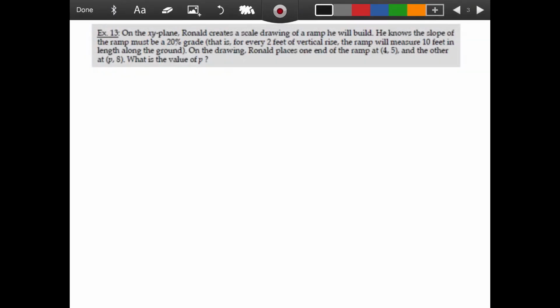Here's an example that's similar, and it reads: on the xy plane, Ronald creates a scale drawing of a ramp he will build. He knows the slope of the ramp must be a 20% grade. That is, for every 2 feet of vertical rise, the ramp will measure 10 feet in length along the ground. On the drawing, Ronald places one end of the ramp at (4, 5) and the other at (p, 8). We want to know what the value of p is.